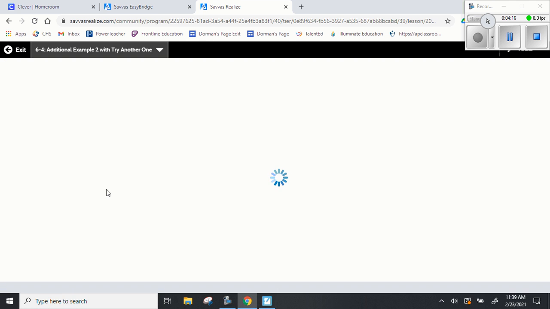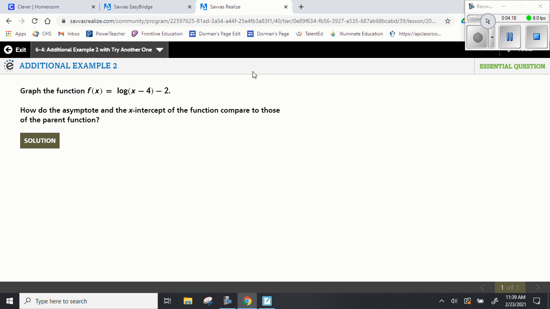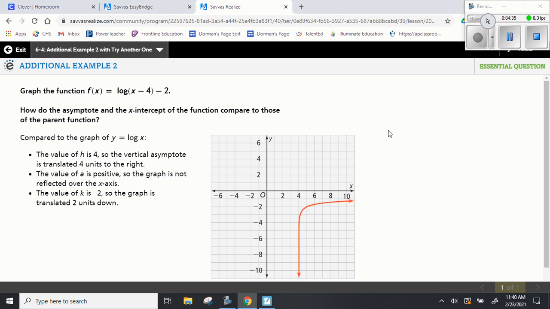All right, what's happening with this one? Well, I'm going to guess that this -4 is going to translate it to the right 4 units, and this -2 should be shifting the graph down 2 units. Let's see what we've got. There we go.